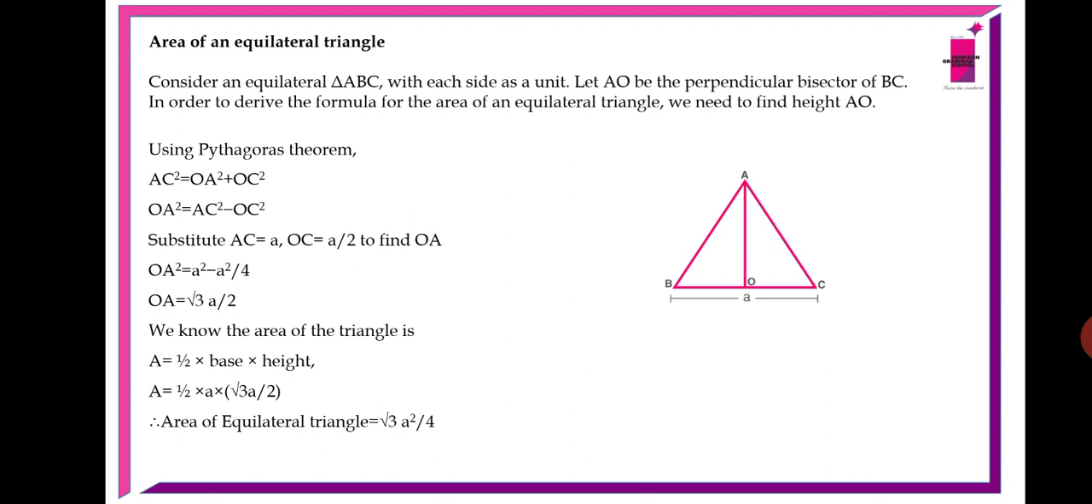Now we know the area of the triangle is half into base into height. So we'll take half into a into root 3 a by 2. Therefore, the area of the equilateral triangle is root 3 a square by 4. Or in simple terms, we can call it root 3 by 4 a square. Root is only for 3, not for 4.